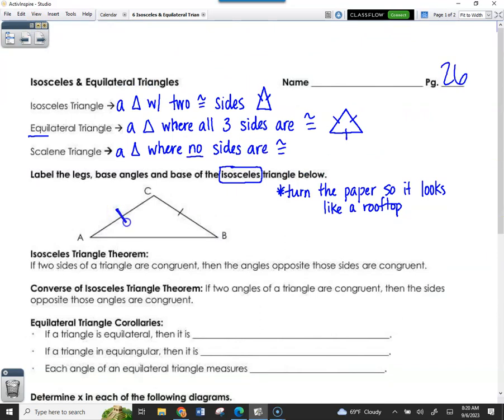And I can clearly see the left side is equal to the right side. There's a vocab word associated with the bottom of the triangle. Makes sense. It's called the base. If you turn it like a rooftop, you can see the base. And then these congruent sides are called legs. The legs of the triangle.